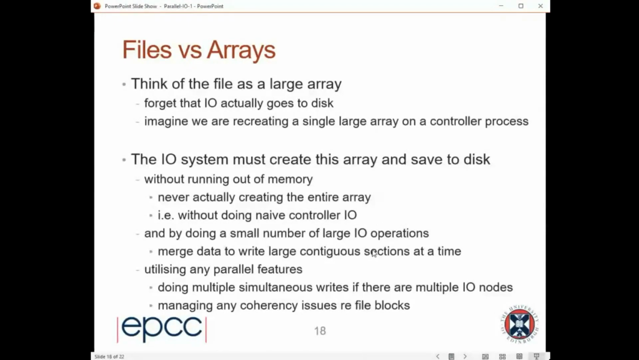But what you want is the I/O library to recognize that you have some scattered data which merges together into one large block, and to write that out as a single write. You don't want to do a large number of small I/O operations. You also want to use any parallel features of the file system if the file system can cope or benefit from multiple simultaneous writes. If there are multiple I/O nodes, and we'll cover this in the next lecture, you want to do that. And you want it to manage any of these nasty coherence issues with file blocks. If 2 processes are writing to the same file block, you want it to manage that in a clever way.